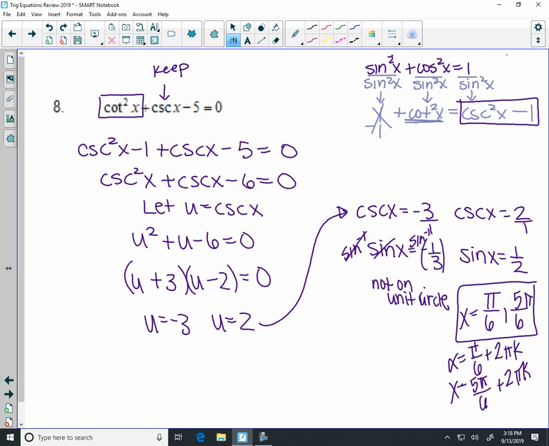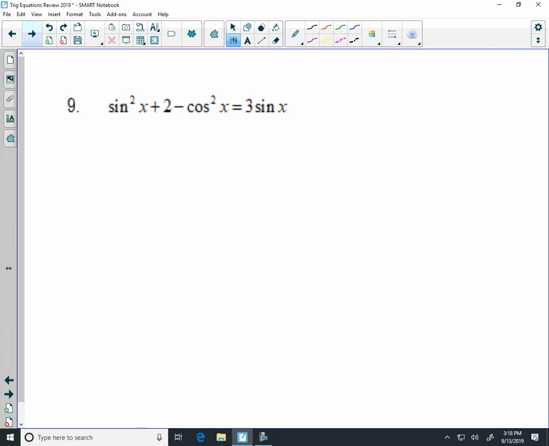Again, keep your singlet, substitute for your squared. Even if you don't have 1 plus cotangent squared equals cosecant squared memorized, I don't blame you. Just get to it by dividing by sine squared. All right, number 9.